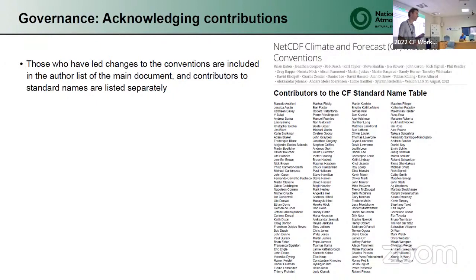And contributors to standard names are listed separately, and on the standard names page on the website, there's a nice list of everyone who's contributed, which I presume Alison updates when the standard name table is updated. And we currently have 181 people who over the years have worked on standard names. This is great. All these people are getting our due acknowledgement.